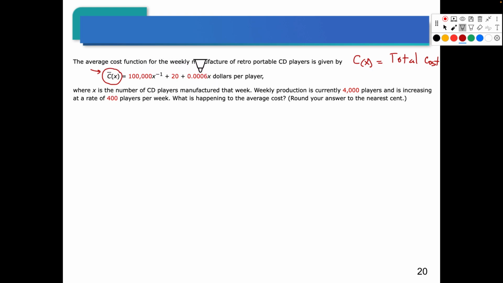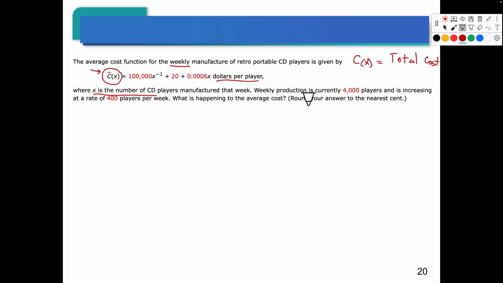So the average cost function for the weekly manufacture, so again, we've got time in here. The weekly manufacture of portable CD players is given by this function. And our units are dollars per player. So this gives us how much on average it costs us to make a player. And then it tells us X is the number of CD players. So the nice thing is they've already defined our variables for us. But just remember, X is the number of CD players.